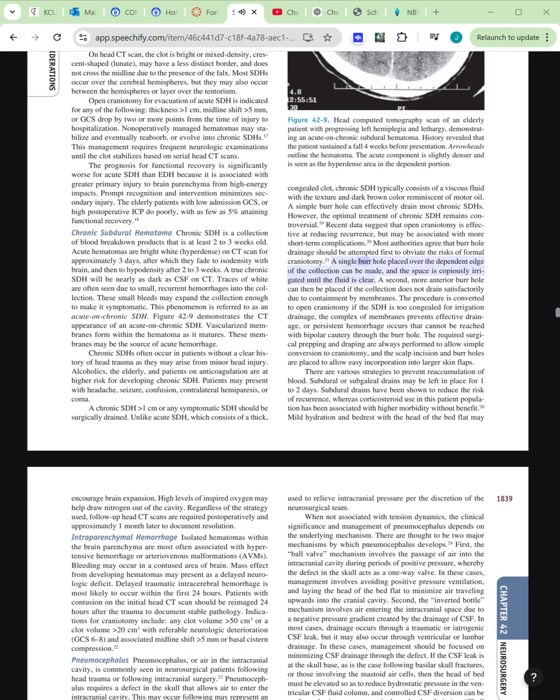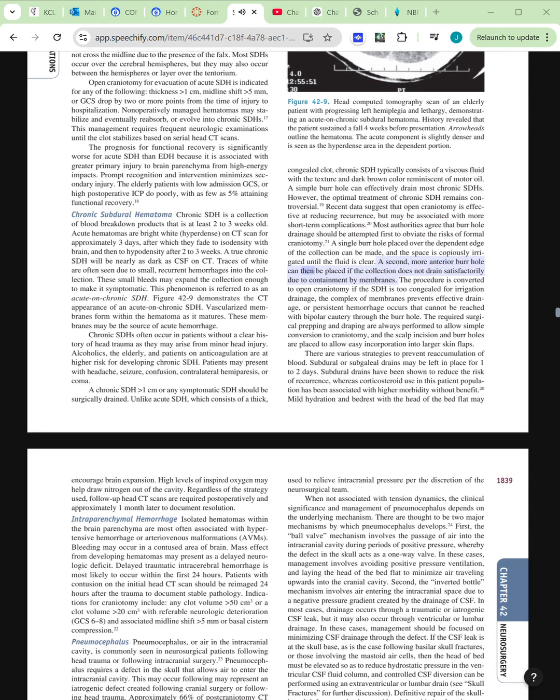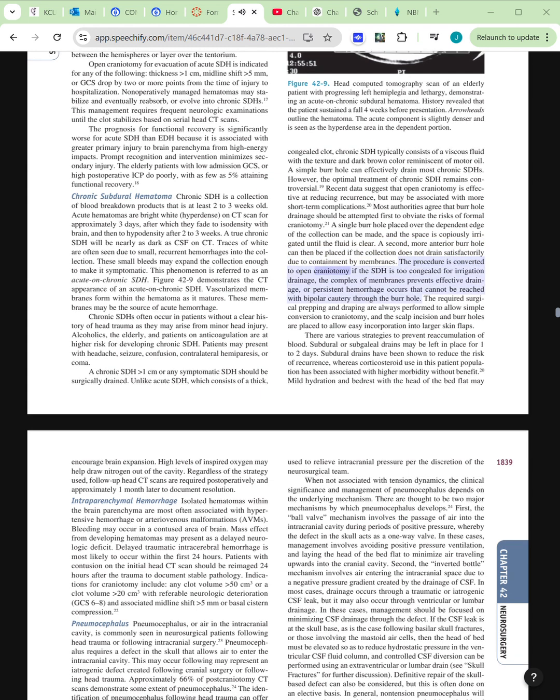A single burr hole placed over the dependent edge of the collection can be made, and the space is copiously irrigated until the fluid is clear. A second, more anterior burr hole can then be placed if the collection does not drain satisfactorily due to containment by membranes. The procedure is converted to open craniotomy.